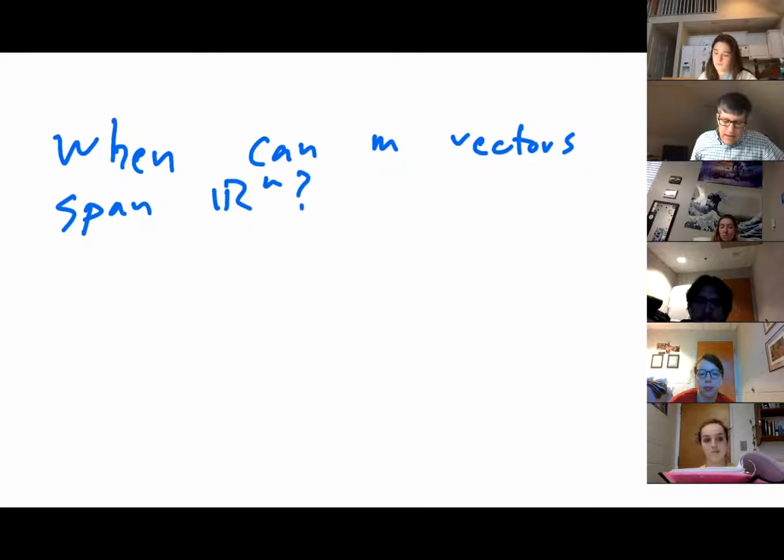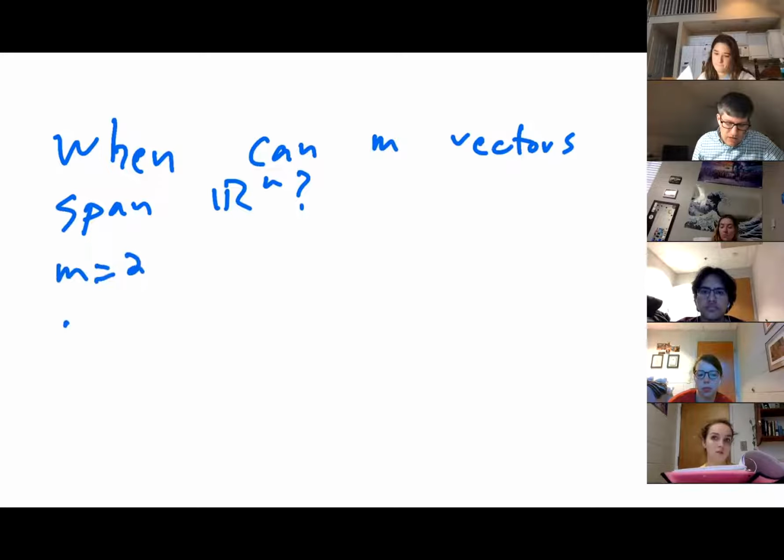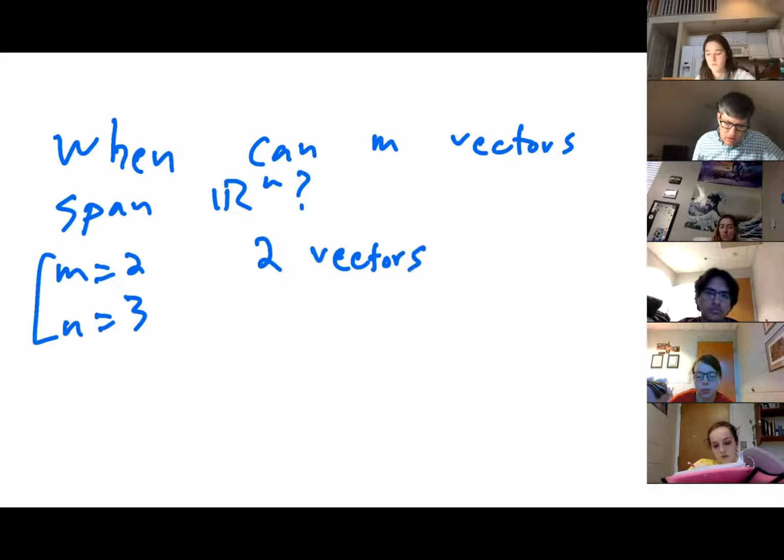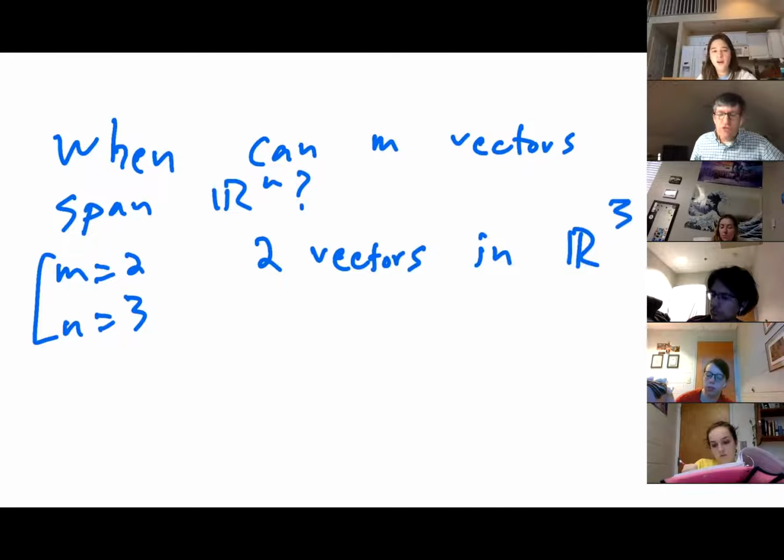So yeah, it's hard because m and n is hard for me to wrap my brain around. So what I always think of is I just make up a particular value for m and n. So maybe let's say m is equal to 2 and n is equal to 3, just as an idea first, and then we'll think about it. So what if m was equal to 2 and n was equal to 3? That means I have 2 vectors in R3. Would it be possible for 2 vectors to span R3? What do we think?